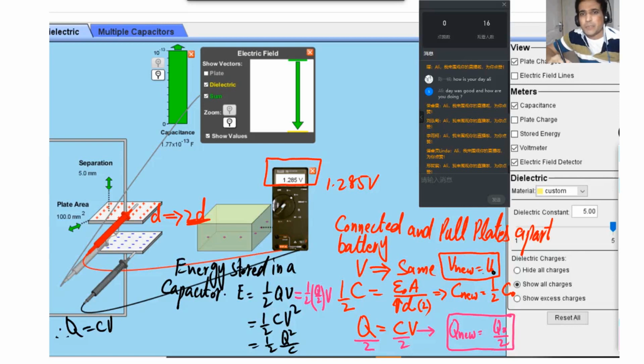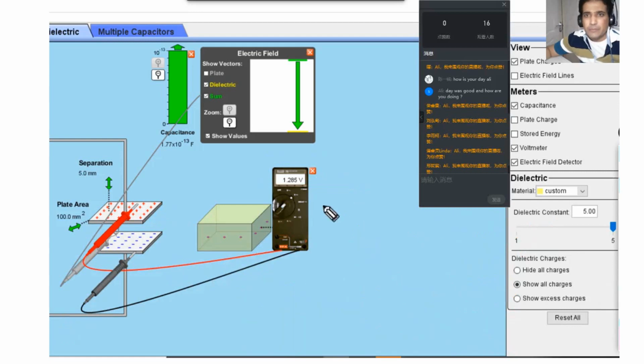Okay, so let me explain another situation. I will clean this one now, and then I will explain another possible situation. This time what we will do is disconnect the battery. We will disconnect this one, then we will study the same effect.